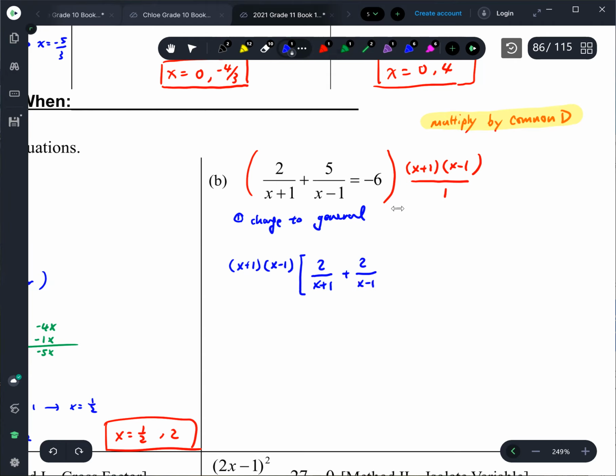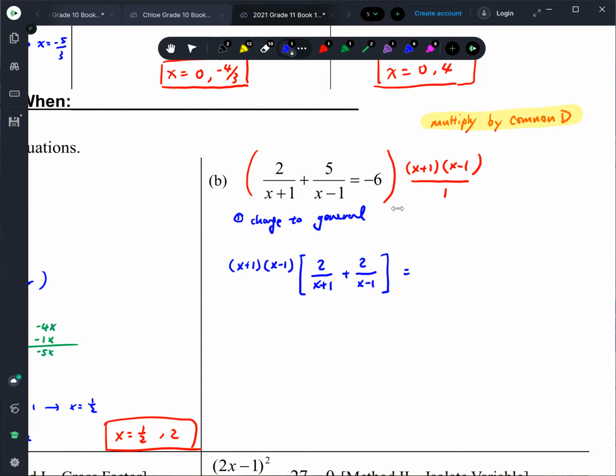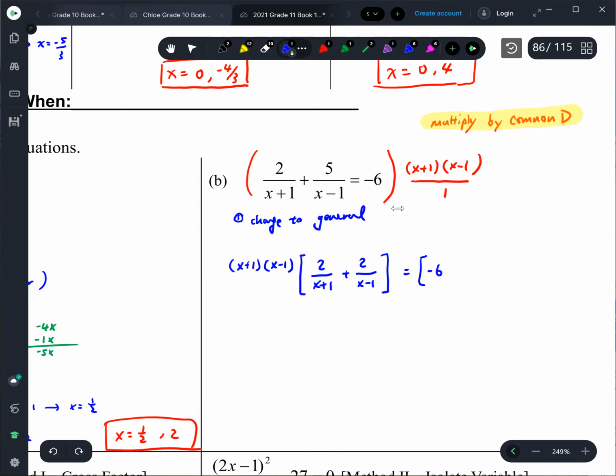So this is right side. Okay, and then this is on the left side, okay? And then on the right side, you have -6. You will also multiply with the same thing. Left-hand side of the equation, you times it by the two brackets. Right-hand side, you also times it by the brackets.